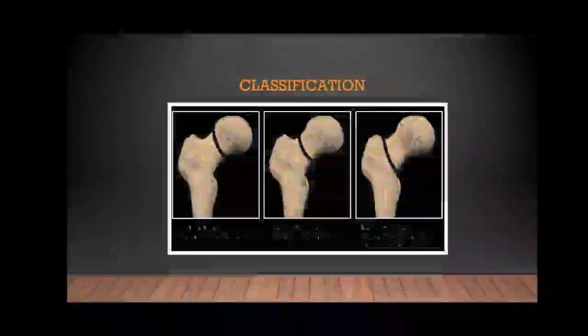So here you can see the fracture line in type 1, it is more or less 30 degrees. In second it is 30 to 50, and in third it is more than 50 to 70. So anatomical classification is again subcapital, transcervical and basicervical.